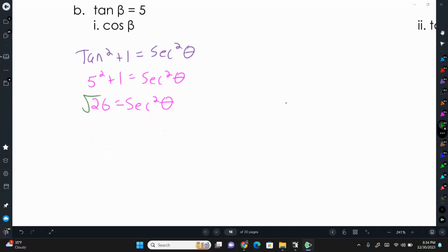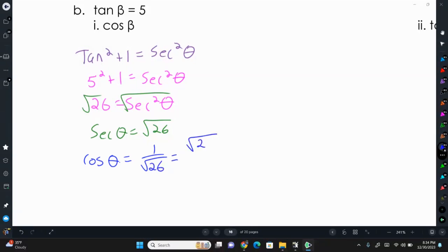And when we square root both sides, we get that the secant of theta is the square root of 26. Well, now we can say that the cosine of theta is equal to 1 over the square root of 26, which we can rationalize as the square root of 26 over 26. Now that one you might say, well, I could have done the triangle quicker, and maybe you could have, but I thought that this was pretty quick as well, if you know those identities.